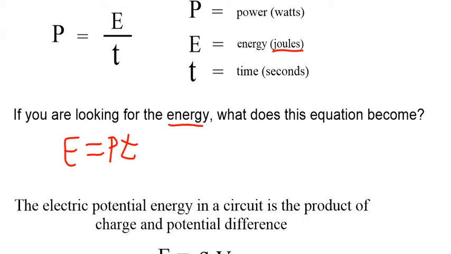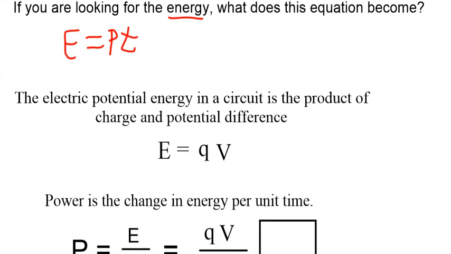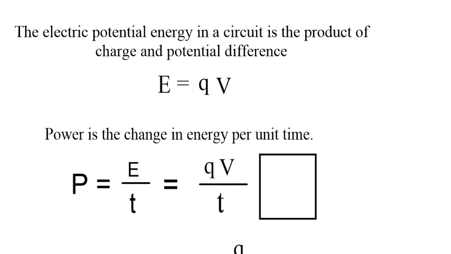I'm going to show you how we combine them together to get new equations. And it's not that things are new per se, but they are combinations of old concepts put together. So, the electric potential energy in a circuit is the product of the charge and potential difference. E is equal to QV. This was from the last video as well as from the last unit. V is equal to E over Q.